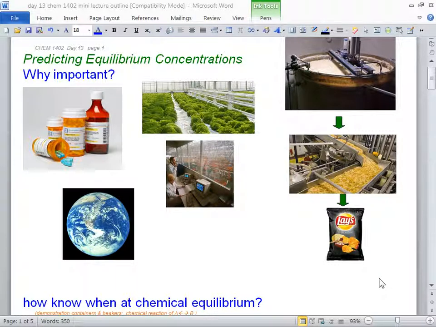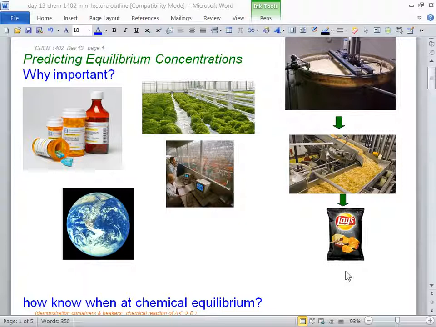So we're moving on to predicting equilibrium concentrations. It'd be really nice if you mixed a couple things, and you know how much you mixed, and you know it's all going to react. It'd be so much easier, but it never all does. So now you've got these calculations involved. How much is going to be left? How much is going to be produced?